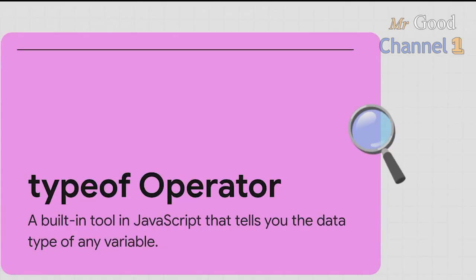Okay, so if we have these labels, how do we actually check them? Well, JavaScript has this super handy built-in tool. It's called the typeof operator. You can literally just point it at any variable, any piece of data, and it'll tell you exactly what kind of data you're dealing with. It's kind of like having an ingredient inspector for your code.